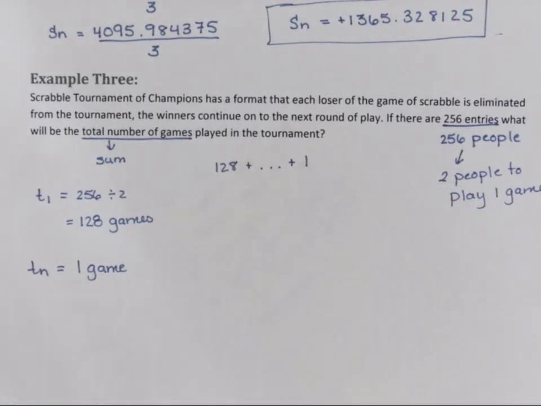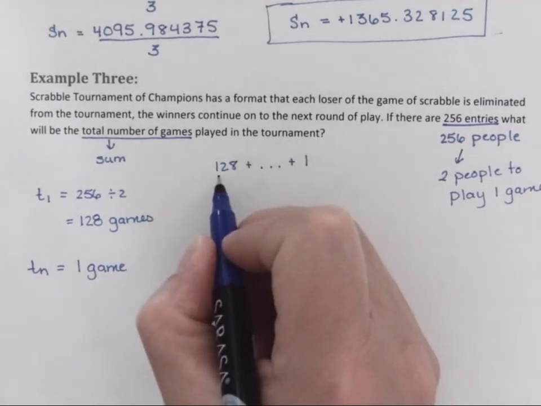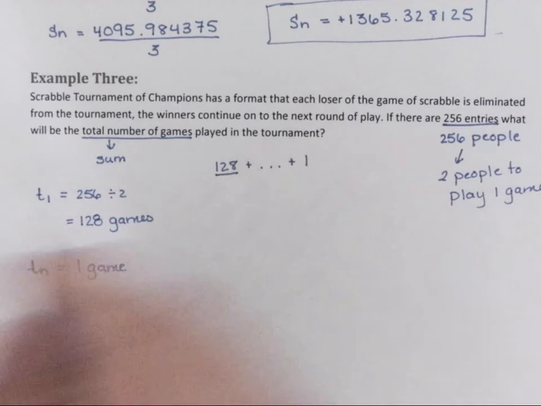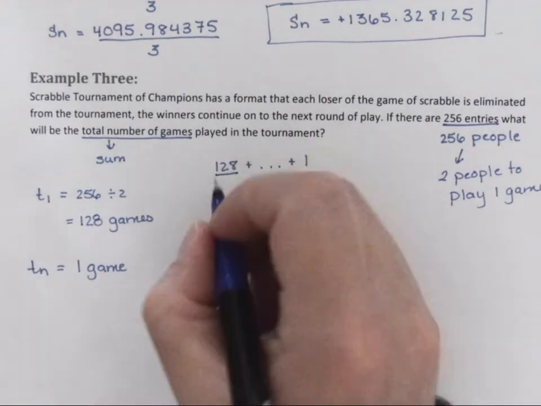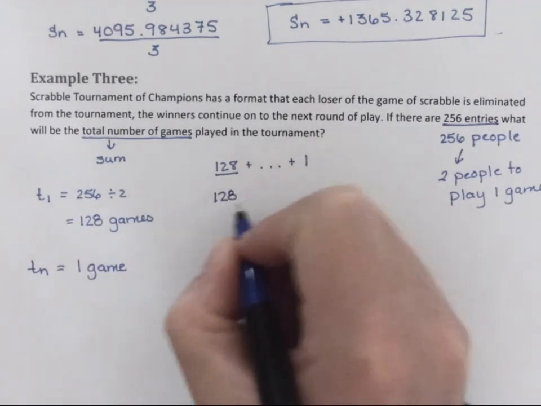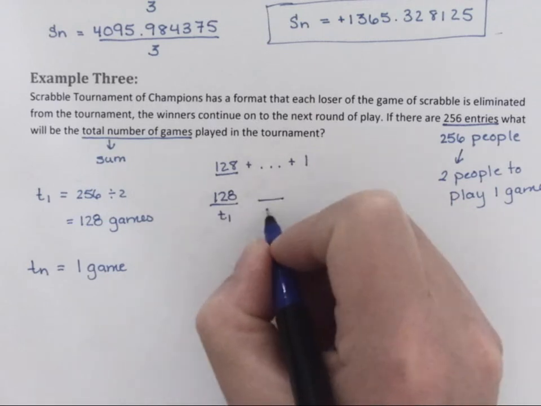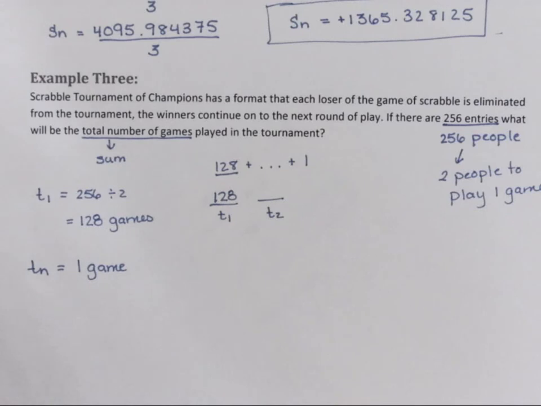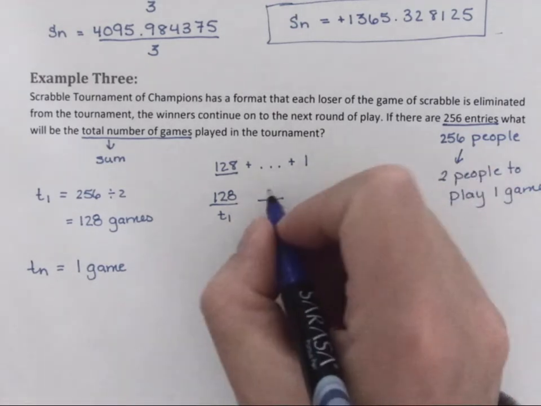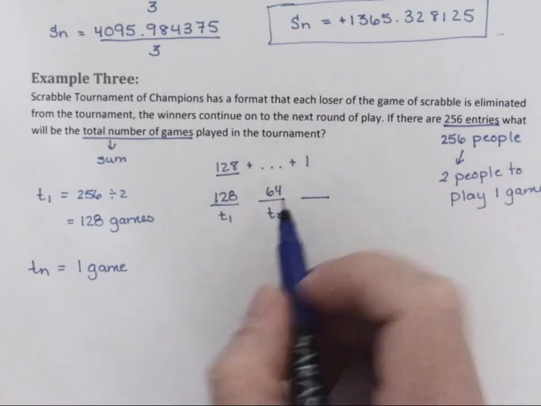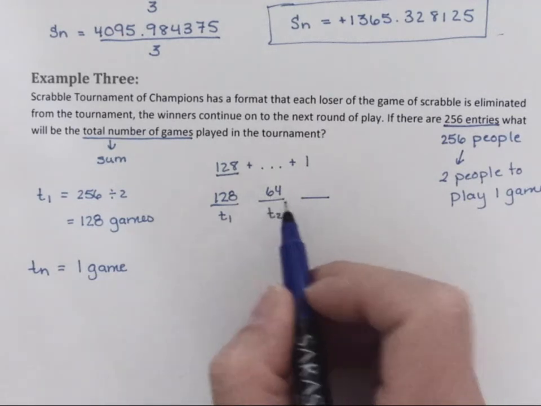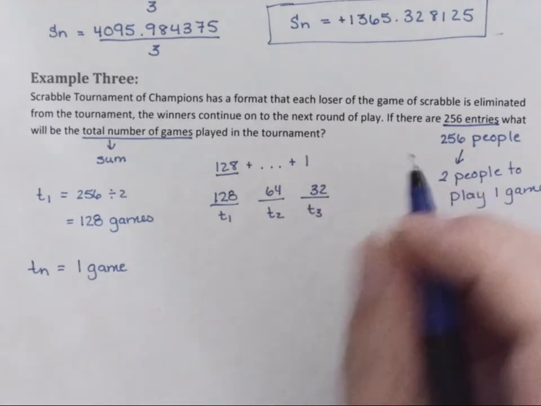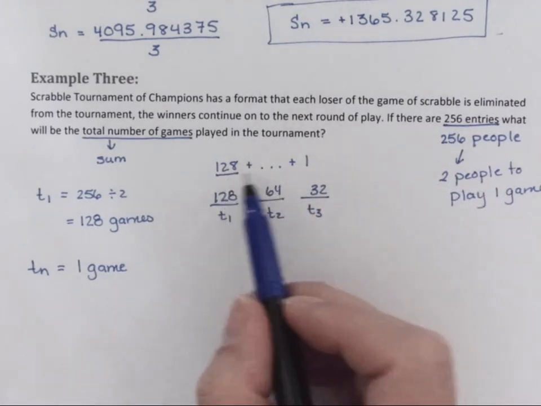The numbers are being reduced each time, right? So we know that after 128 games, half of those people will be eliminated. So 128 is my first term, so that's term 1. Term 2, if it's half of that, then we're going to be at 64. And then half of these people lose, because there's always a loser. And so the T3 is going to be 32. So what do you notice? We are halving the number each time.